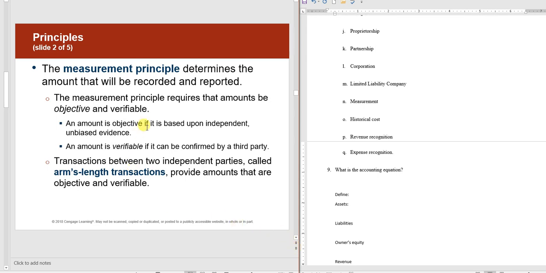Basically, measurement is how much you are going to report it at, and we want to make sure it's objective and verifiable. A lot of times that's an invoice, so if I paid $10 for a t-shirt, that's pretty objective and I can verify it. That's what we're looking for. And if I get back to the Bill Gates example, why don't we measure the value of Bill Gates? Because we can't objectively measure somebody's value and verify it.